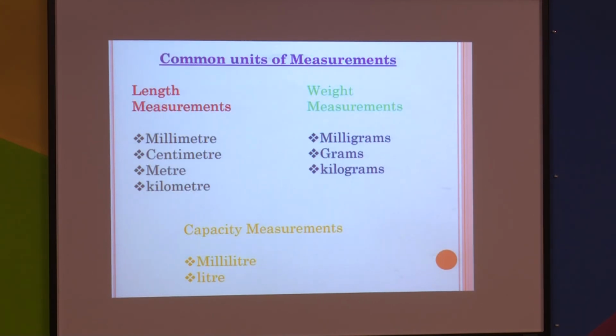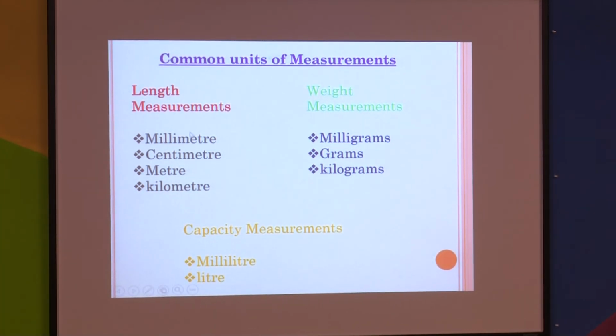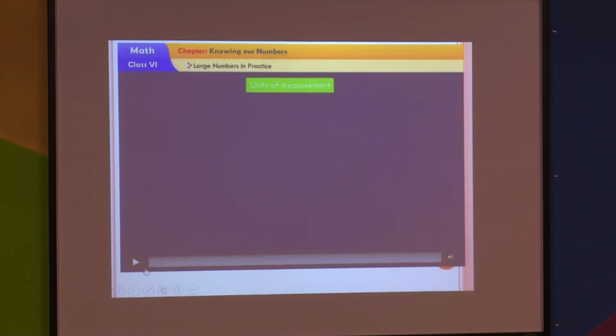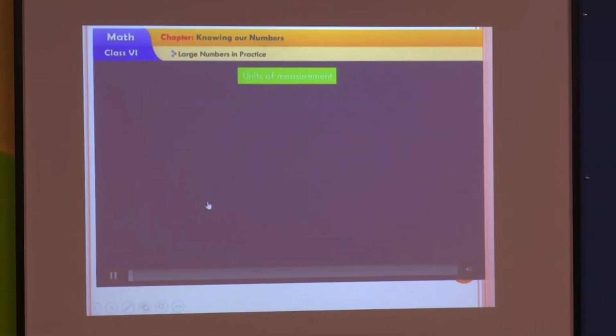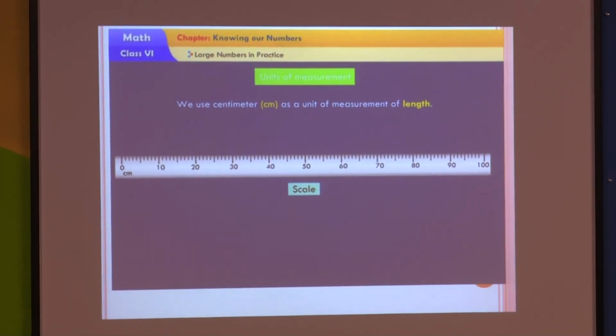Let us see in detail common units of measurement. For measurement of length we use millimeter, centimeter, then meter, and then kilometer. For weight measurements we use milligrams, grams, and kilograms. And for capacity measurements we use milliliter and liter. Let us study more about measurements and its units through a video. What are units of measurement? We use centimeter, cm, as a unit of measurement of length.